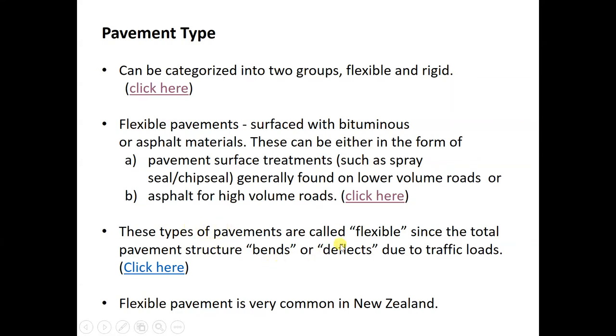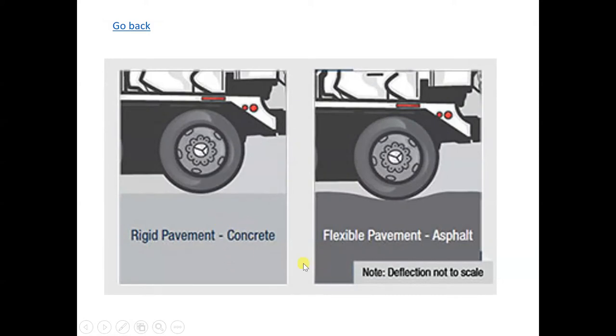This type of pavement is called flexible since the total pavement structure bends or deflects due to the traffic loads. The flexible pavement, by its name, is so flexible. That means it can deflect. So we look at the two types of pavement, the rigid pavement, concrete, on the left hand side, and the flexible pavement on the right hand side, under the wheel and under the tire. When the tire runs over the flexible pavement, it will just sink down, and then it will bounce back again. Whereas the rigid pavement usually doesn't deflect.